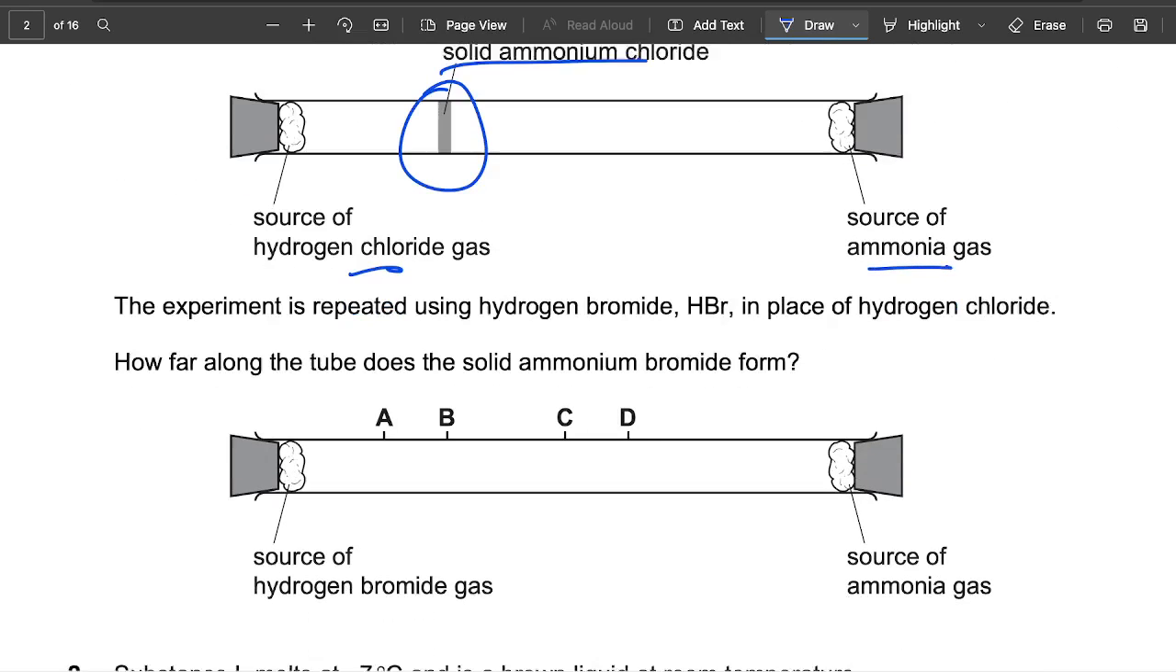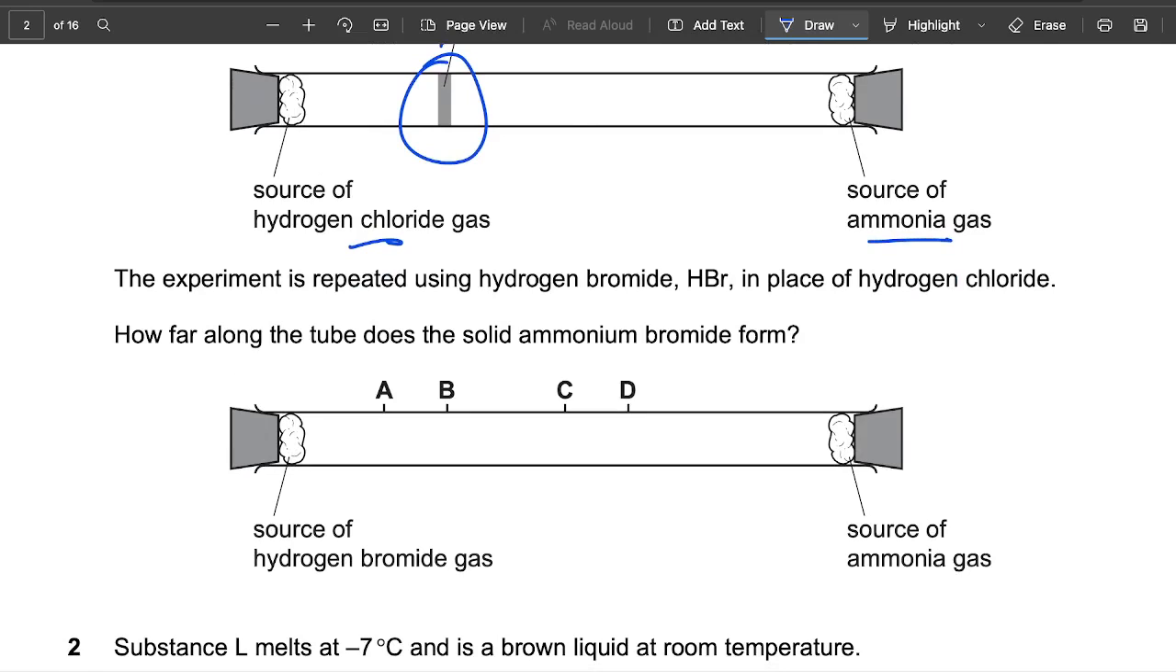Okay, there's a solid that's formed here away from the ammonia gas but closer to the hydrogen chloride gas. So let's see here. It says the experiment is repeated using hydrogen bromide. So hydrogen bromide, which is here. Now I am supposing hydrogen bromide is heavier, but we'll see. It says how far along the tube does the solid ammonium bromide form.